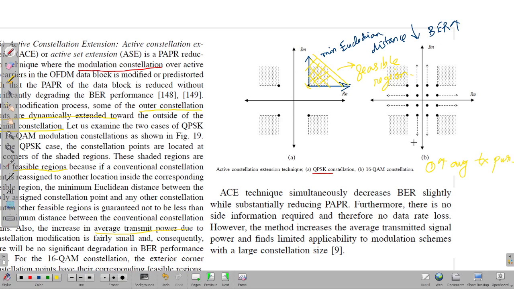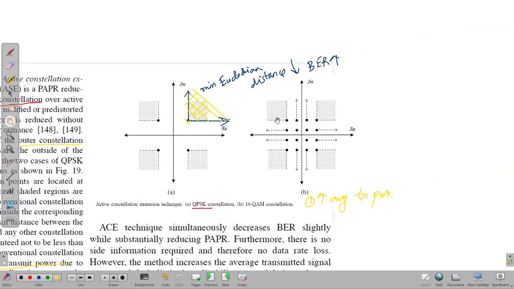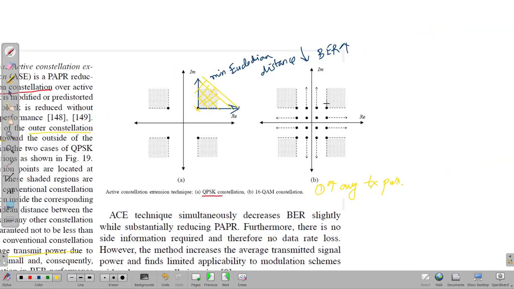The other disadvantage we can see clearly here when you consider this 16 QAM constellation. When I am considering this 16 QAM constellation, you can see that the feasible regions are shaded. So this constellation point right here can move along this direction as well as this direction.